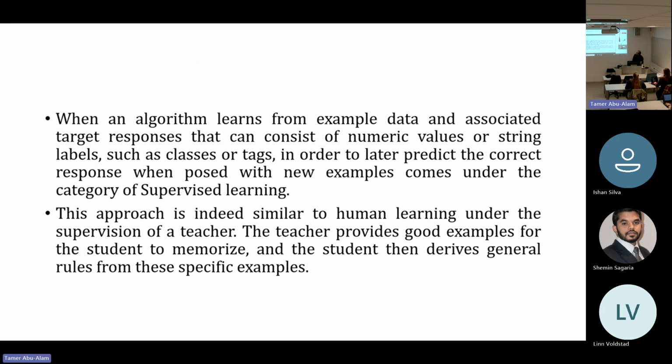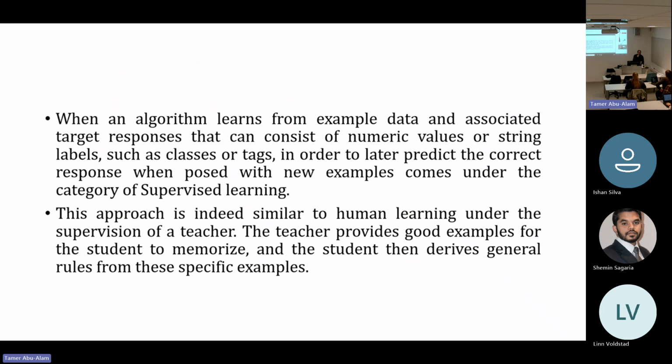So when an algorithm learns from example data and associated target responses, which can consist of numerical values or string labels such as classes or tags, in order to later predict the correct response when given new samples, this comes under the category of supervised learning. It's the same as before: the machine learning learns from data and labels. This approach is indeed similar to human learning under the supervision of a teacher.